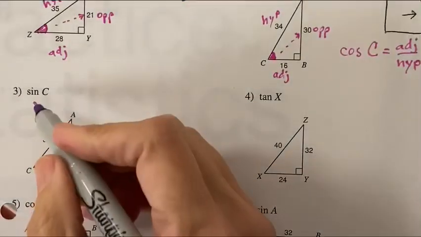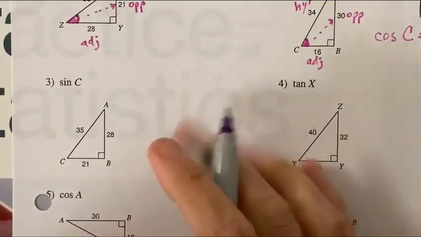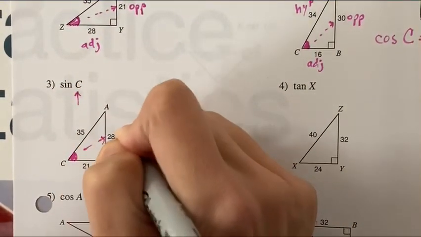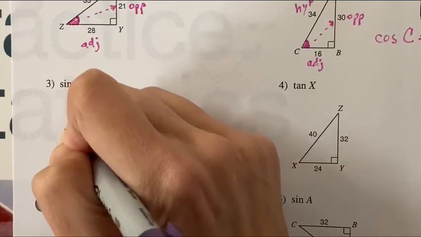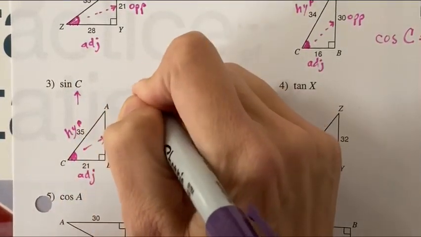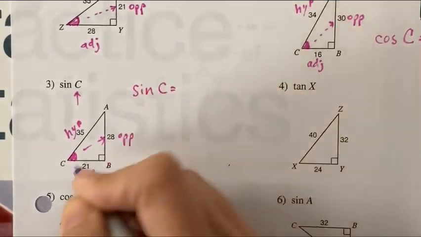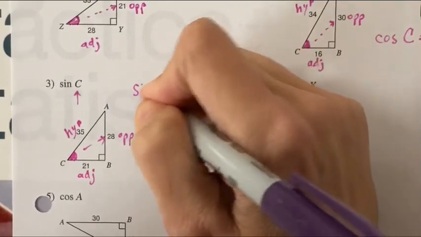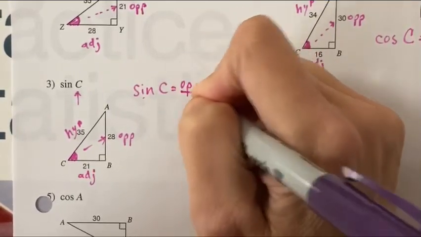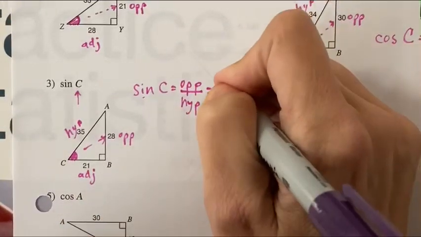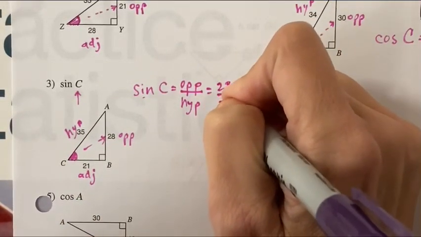Next one. The sine of angle C. So the sine of angle C, our reference angle is C. So let's label the sides. And the sine of angle C is equal to the ratio opposite over hypotenuse. So if you Google the sine, it says opposite over hypotenuse. So that's what we need to set up. Opposite here is 28 and hypotenuse is 35.